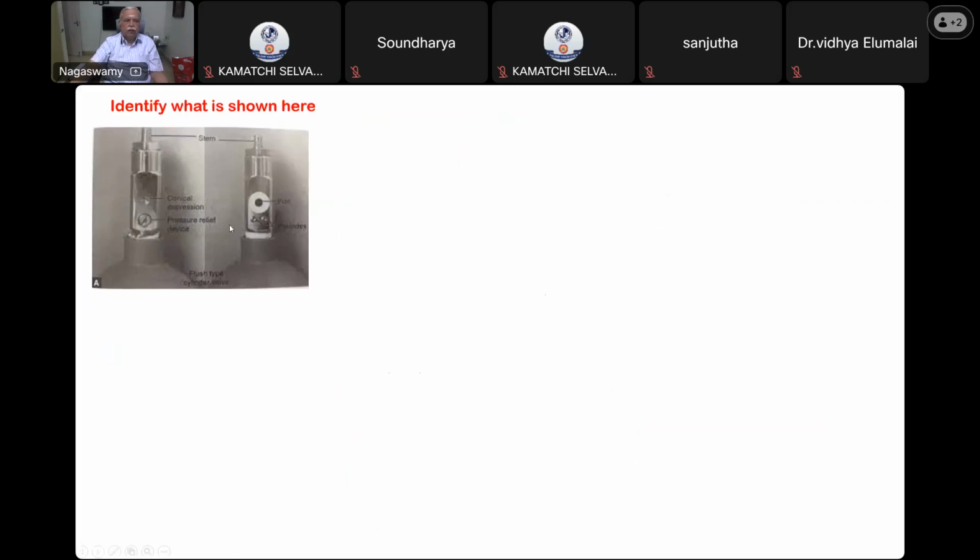This portion, what is it called? This is the cylinder body. This is the neck of the cylinder to which this portion is attached. What is this portion called?